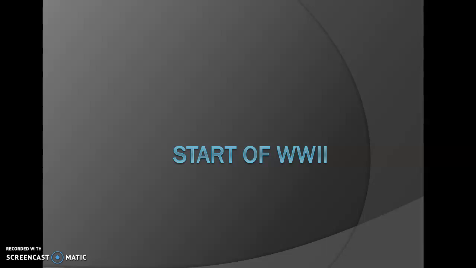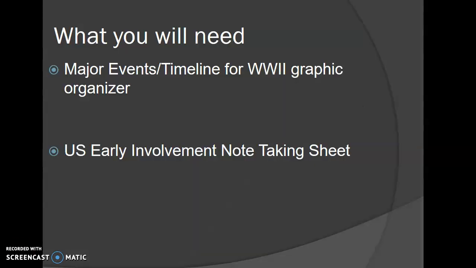So what you'll need for today's lesson is two things. One, you'll need the major events timeline for the World War II graphic organizer. It's posted for you guys on Canvas. You will also need another graphic organizer or note-taking sheet for U.S. early involvement before we actually enter the war.